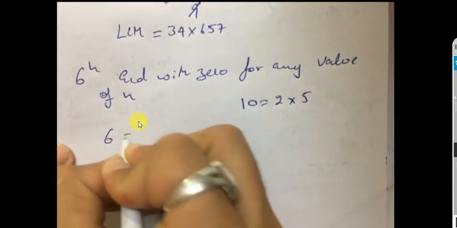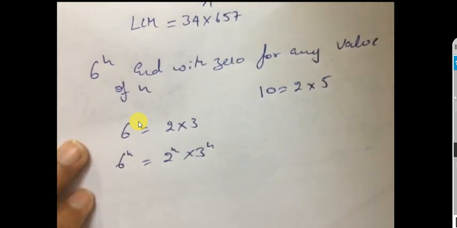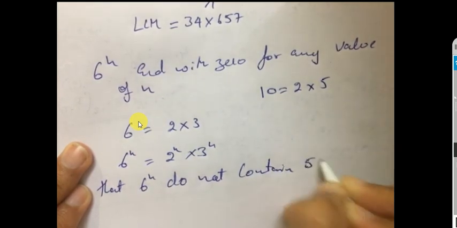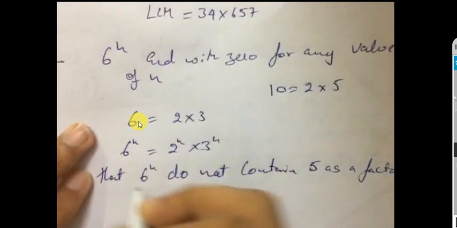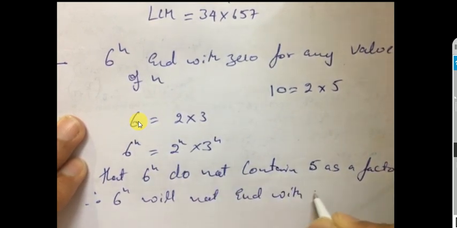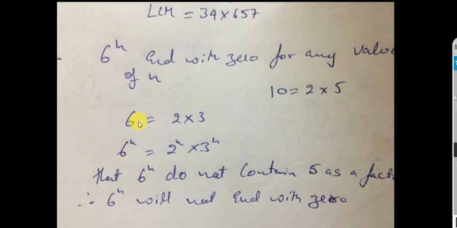Like in this case, 6 has factors 2 into 3. 6^n will have factors 2^n into 3^n. This shows that 6^n does not contain 5 as a factor. Therefore, 6^n will not end with 0. Now, if you take some other number and have to find whether it will end with 0 or not, then it should have one factor of 5 and one factor of 2 in it. It might have many other factors also, but one should be 2 and the other should be 5.